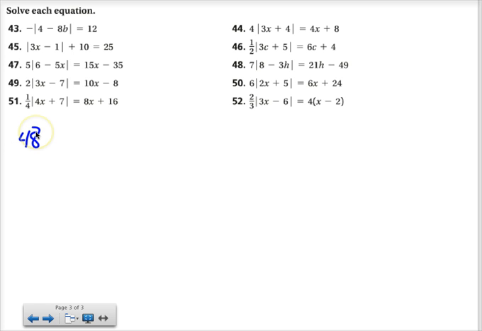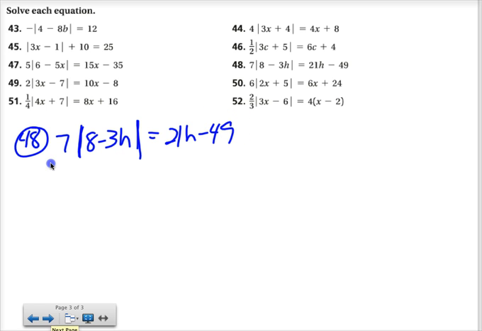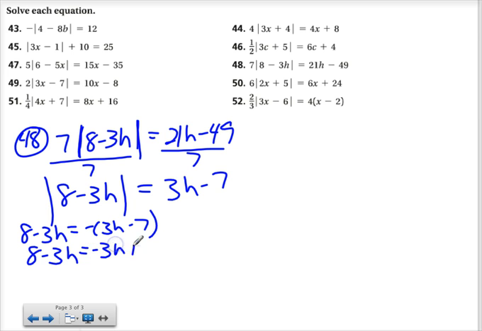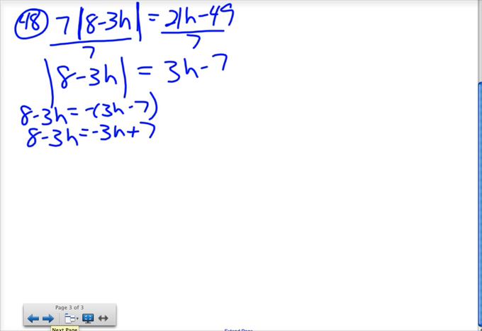Then on the next one, we've got 48. And 48 is another one that's going to take one step, really, before you can even start solving this. That 7 can't be there, so divide that 7 out of everything. And we will have 3h minus 7. And now it'll act like all our other absolute value equations, and that will have 8 minus 3h equals the negative of 3h minus 7. Distribute that negative, and go ahead and solve like normal.